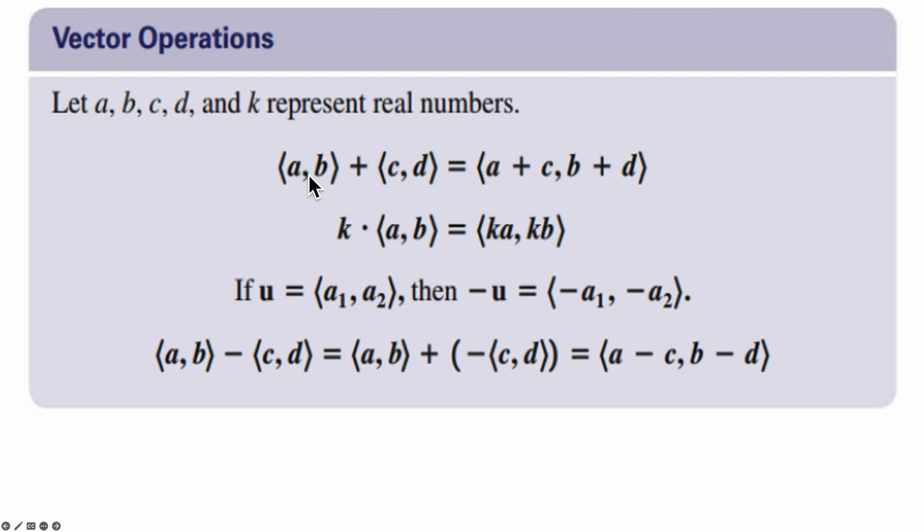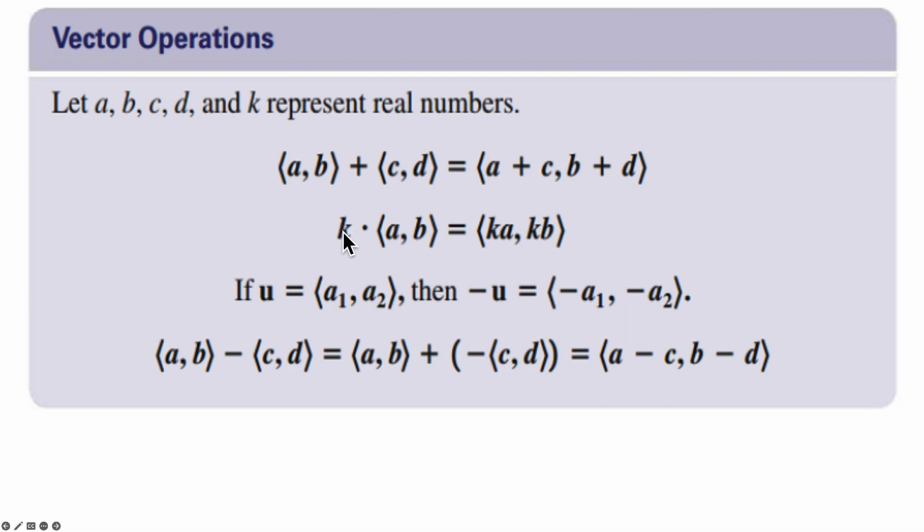Now, the nice thing about component form, vector addition and subtraction are really quick and easy. If I have a vector in component form ⟨a, b⟩ plus a vector in component form ⟨c, d⟩, you literally just add the horizontal components together and the vertical components together, and there's your new resultant vector. No more drawing of pictures.